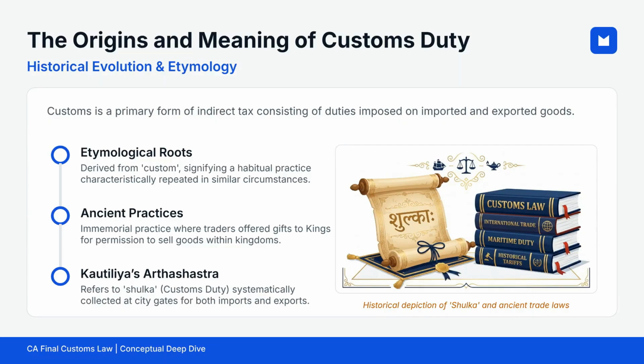In ancient times, traders offered gifts to kings for permission to sell goods within their kingdoms. Even Kautilya's Arthashastra referred to shulka, a form of customs duty collected at city gates on both imports and exports. So while the laws have evolved, the idea of taxing cross-border trade has existed for centuries and remains a key source of government revenue today.